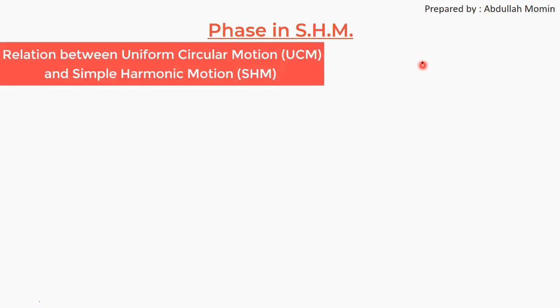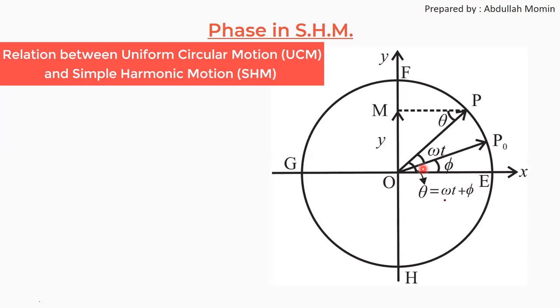Relation between uniform circular motion, that is UCM, and simple harmonic motion. In order to understand the phase, first we will understand the relation between uniform circular motion and simple harmonic motion. Suppose a particle is performing a uniform circular motion on the circumference of this circle, and we are going to make the image of this particle on this blue line, and on this blue line the particle will perform the SHM.